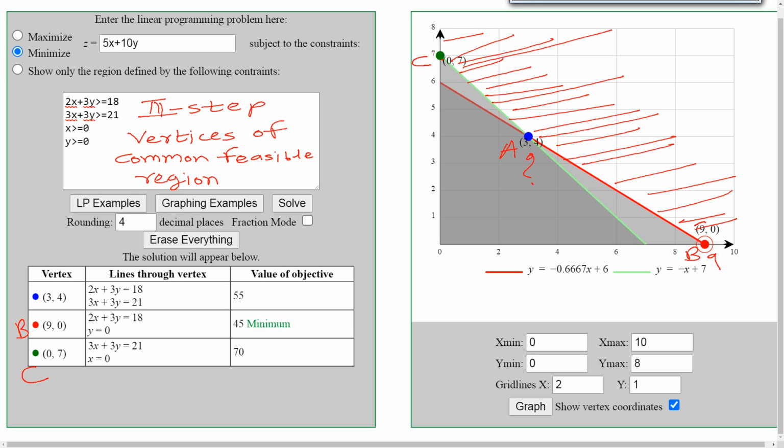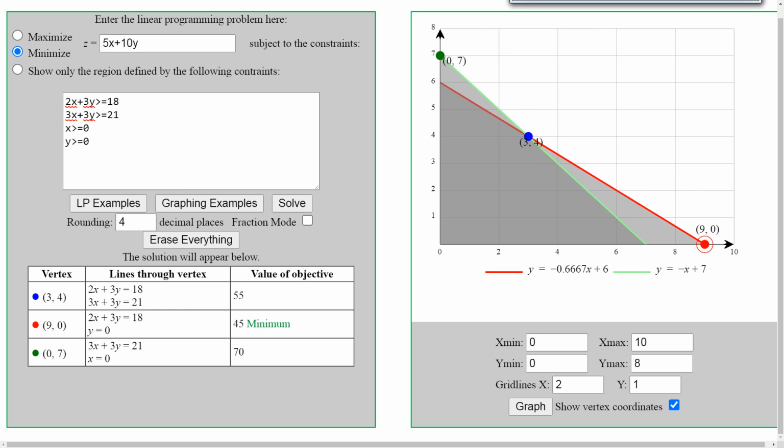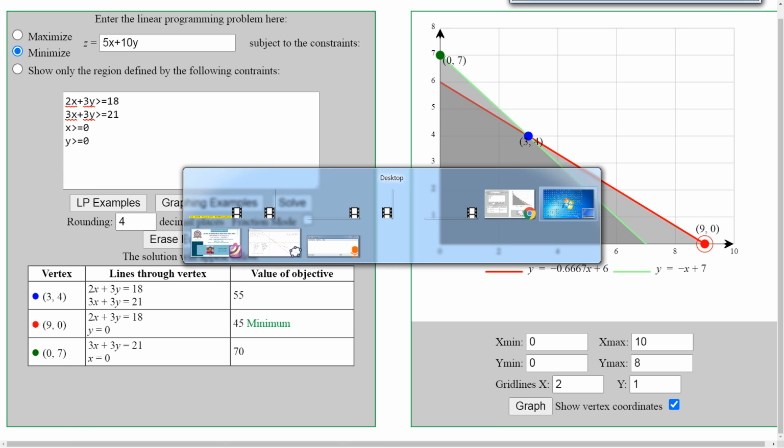Recall that we have seen how to determine the intersection point of two lines. We used a formula to find the intersection point. Here, what are the equations of the lines? 2x plus 3y is equal to 18 and 3x plus 2y is equal to 21. These are two equations of lines and we have to determine their intersection point. So let us see how we could find it.